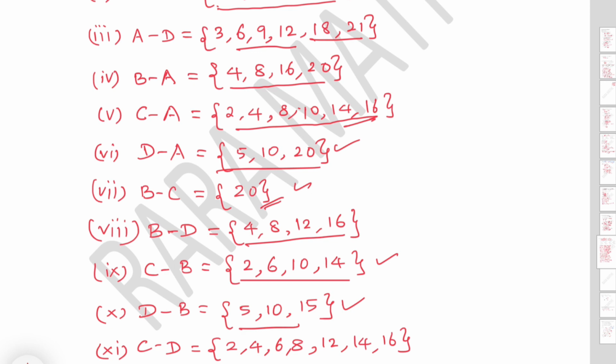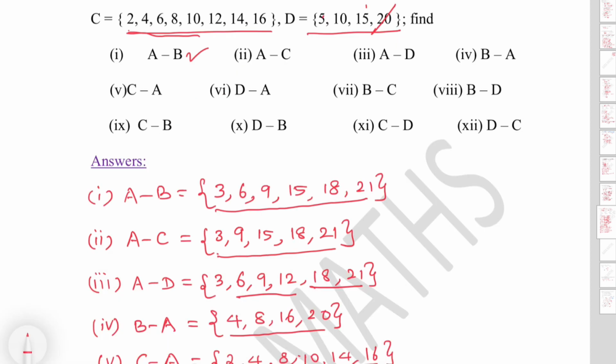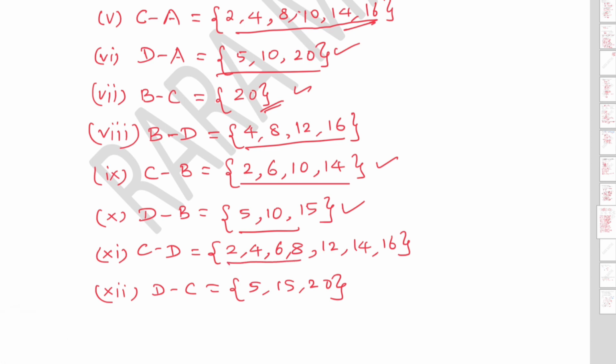And C minus D. 10 is there in D. That's all, only one element. So no other element is in D. Therefore you can write C minus D is 2, 4, 6, 8, 12, 14, 16. So that is C minus D.